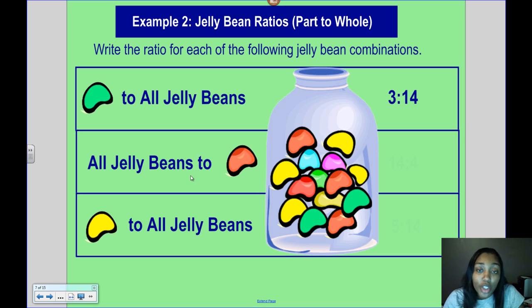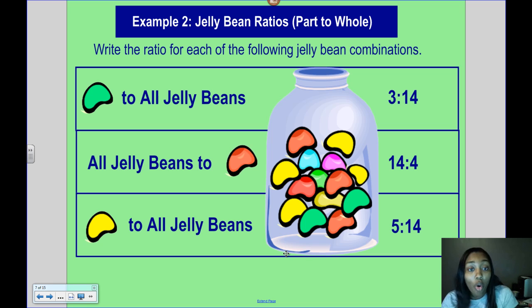This ratio, we want to compare all the jelly beans to the red. So we actually want to look at the total first, which is 14, and then compare that to the number of red jelly beans we have, which is 4. So this ratio would be 14 to 4. And we would call this ratio a whole to part ratio because the whole group is coming first and then part of the group is coming second. So then this last example is yellow jelly beans to all the jelly beans. So there are 5 yellow jelly beans and then 14 total. So that ratio would be 5 to 14. So part to whole or whole to part is another form of a ratio.